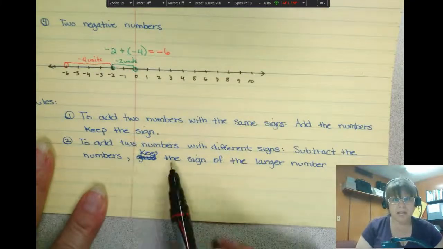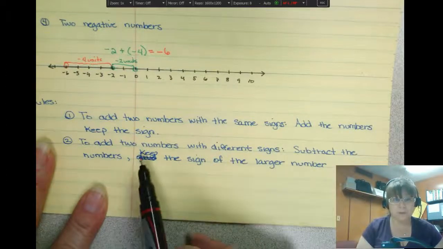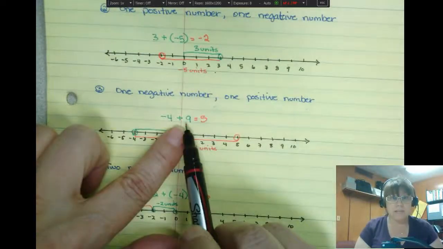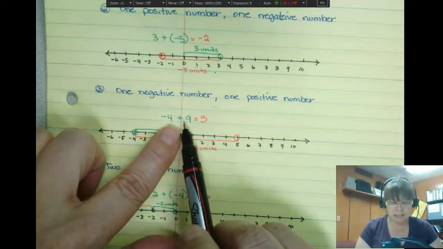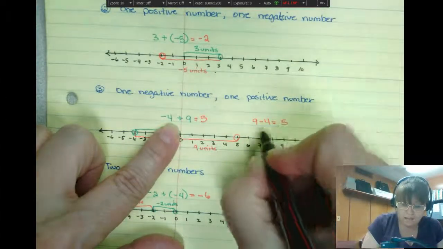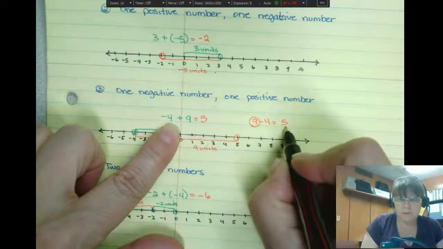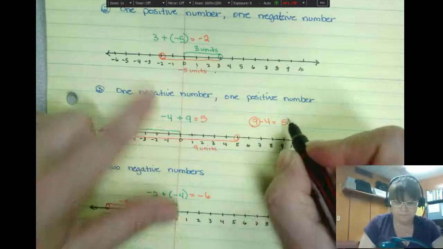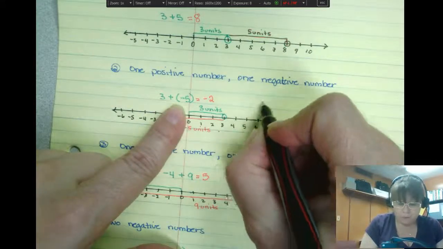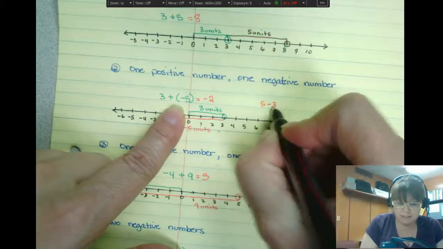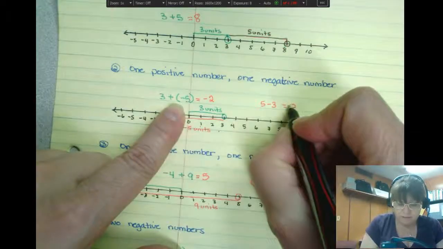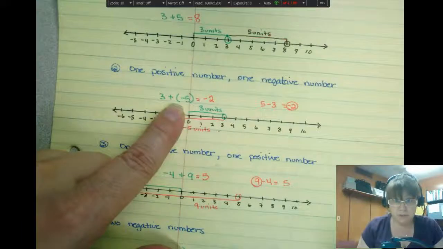When they're different signs, we subtract the two values and then keep the sign of the larger number. For example, negative 4 plus 9. We can say that's 9 minus 4 equals 5, and the 9 was the larger number, so our solution is going to be positive. Now for 3 plus a negative 5, we can say 5 minus 3, which is 2, but our original larger number was negative 5. So our answer is negative 2.